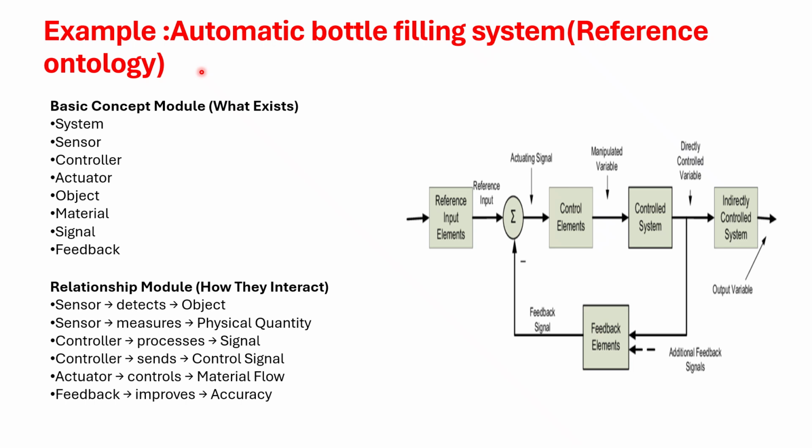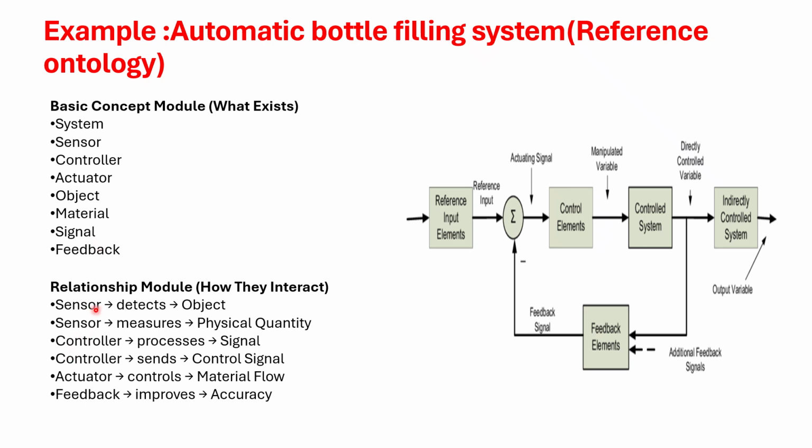We'll see one example for reference and application ontology. In the reference ontology, we are going to give only the system components like sensors, controller, actuator. We are not going to give any specific component of this particular system, right? So here the concept model consists of sensor, system, controller, actuator, object, material, signal, feedback. But if you look at the relationship model, it shows how these systems are interconnected and how they communicate with each other.